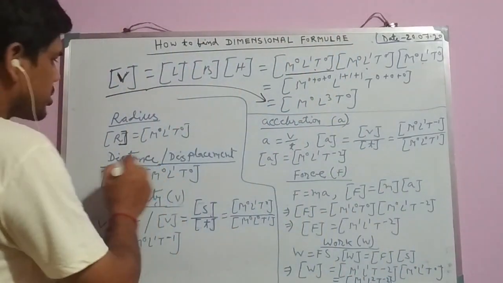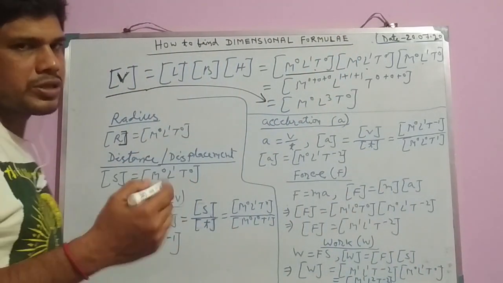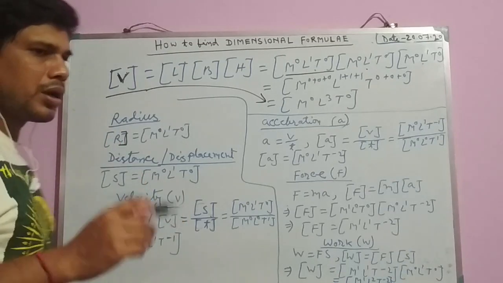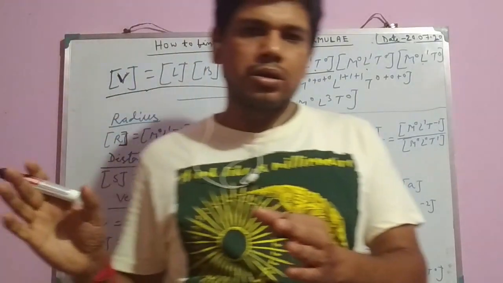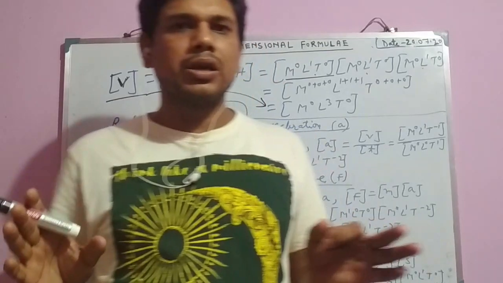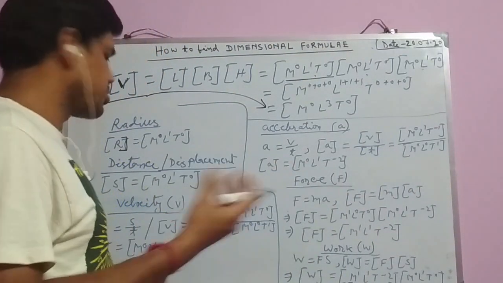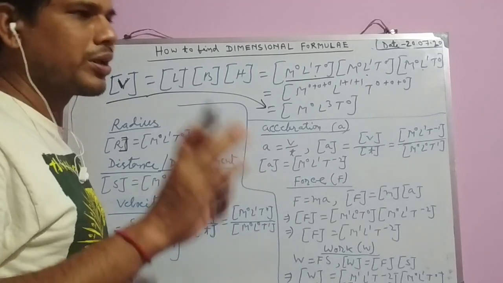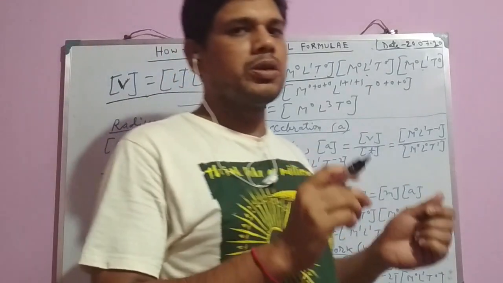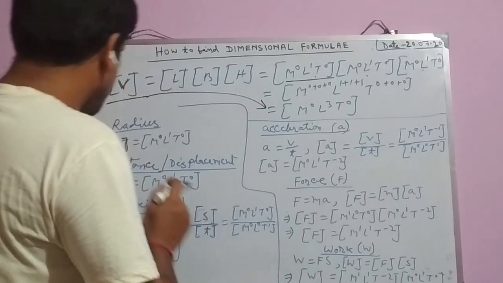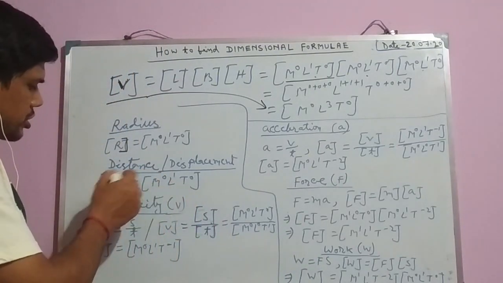Like now distance or displacement. Here distance and displacement are denoted by s. Distance and displacement are different, but in a straight line both are the same. We'll discuss later on what is the difference between distance and displacement. But in a straight line, distance and displacement are both the same. Here distance is denoted by the letter s.